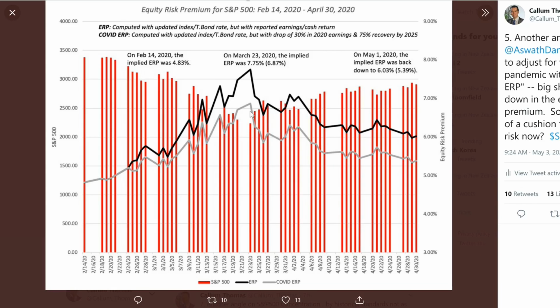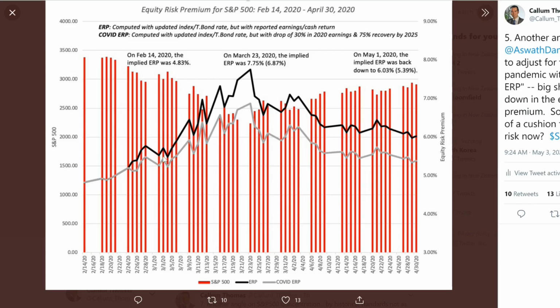The black line is the standard, or headline, ERP. I think there are about a dozen ways to calculate the ERP. I've seen a lot of different ways, but we can get into that debate at a different time. Anyway, we'll just go with what he's used. The grey line is the COVID ERP, which assumes a 30% drop in earnings in 2020 and a 75% recovery by 2025, so quite conservative. Obviously it's going to be a lot lower than the other one.